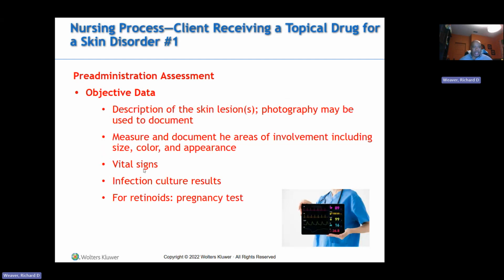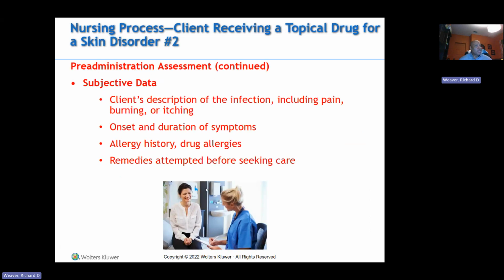All right. So that's the pre-admission. Remember, this is our baseline data that we're going to compare everything going forward to those ongoing assessments. This is your subjective data. We want to get information from the client's description of the infection, including the report of pain, burning and itching. Also when it started and how long the symptoms have been lasting.